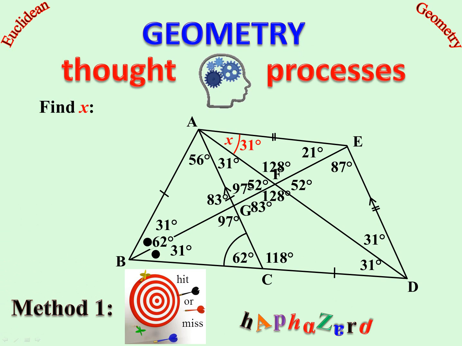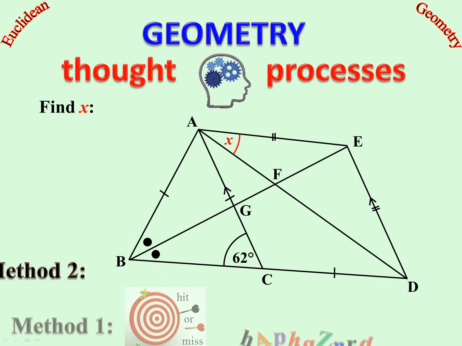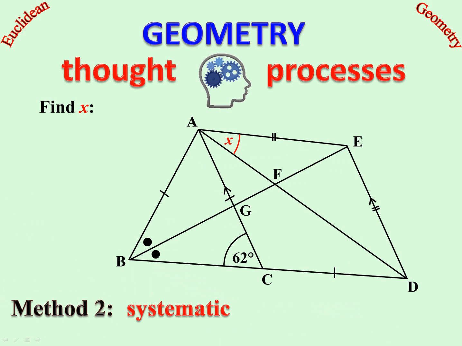I've found every angle in the figure, but we just try to find angles until we can see x. And that's the hit or miss method. I call it haphazard, which means without any system at all. And talking about systems, method 2 is systematic.